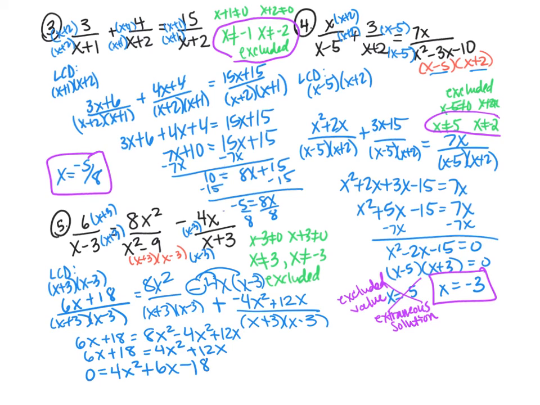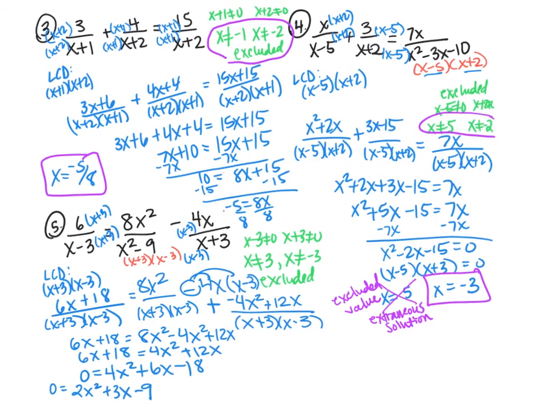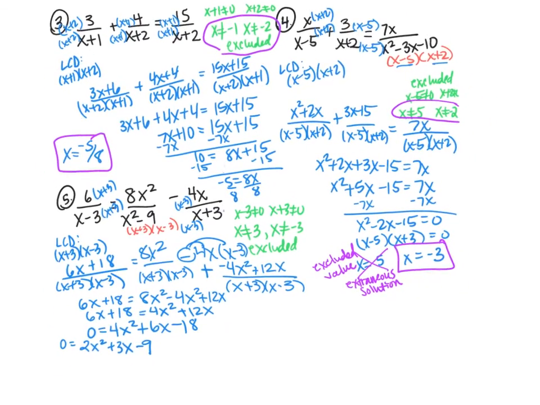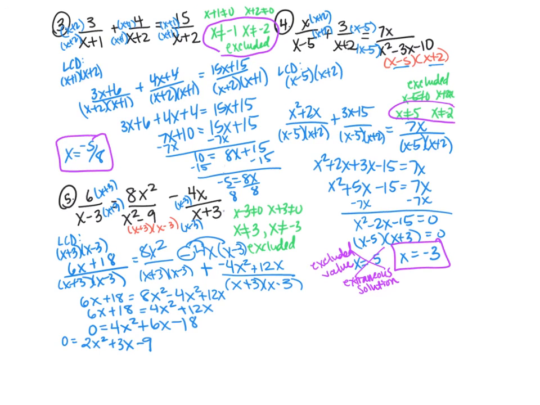All right, so one thing I noticed is that they have a GCF, so they can all be divided by 2. So I'm going to go ahead and reduce that. So I'm going to end up with 2x squared plus 3x minus 9. So now I need to solve it, so I need to factor it. So I'm going to factor this, and I'm going to end up getting the factors 2x minus 3, x plus 3.